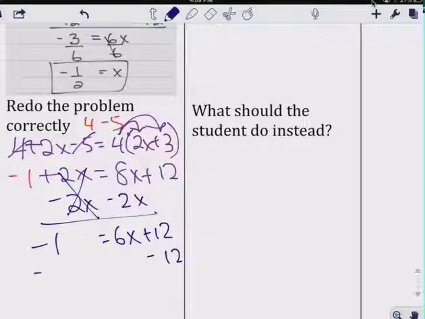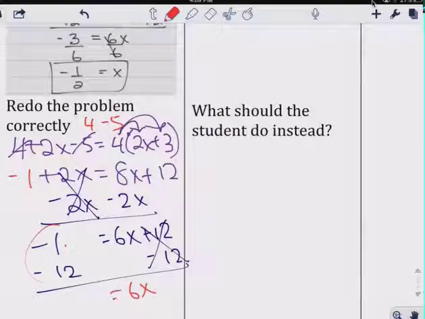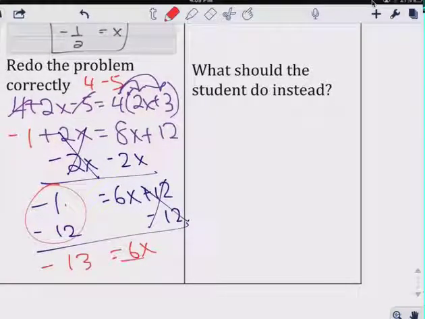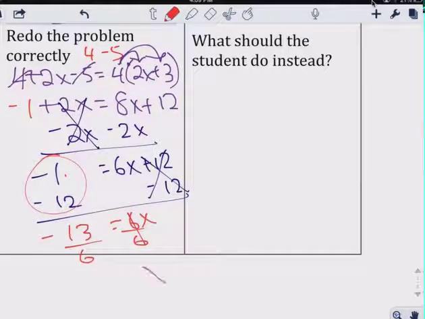Minus 12. Cross the 12 out. You get 6x equals, would you add or subtract that, to negative 13? Negative 13. Then divide by 6. Simplify. 13 over 6. Cross that out. Bring the x equals, and simplify 13 over 6.